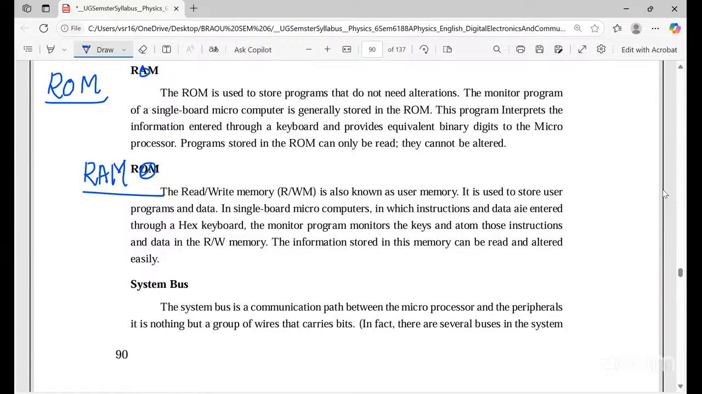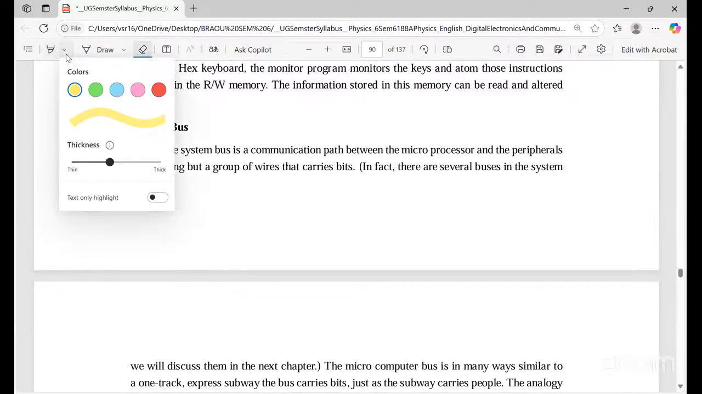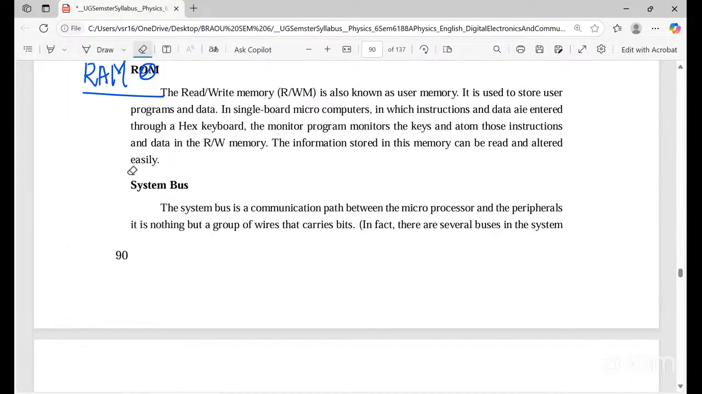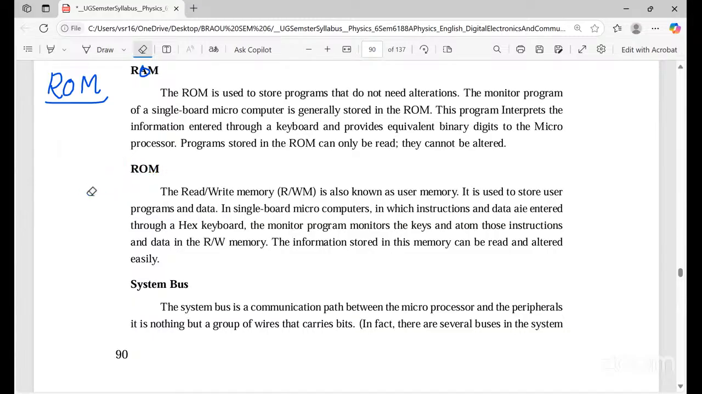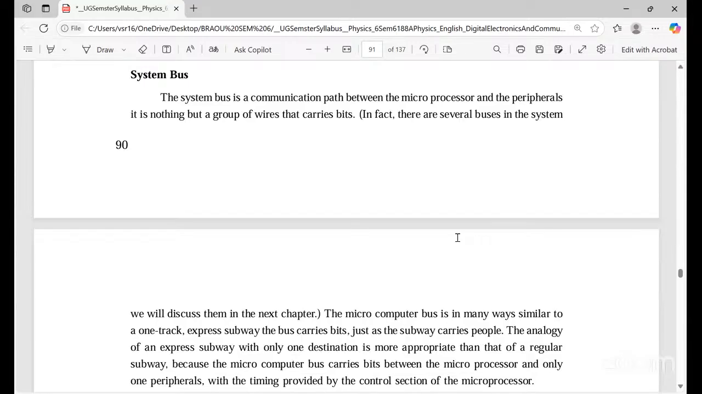Okay, remember it. Next is the system bus. System bus is a communication path between the microprocessor and peripherals. Peripherals are nothing but IO devices, and it is nothing but a group of wires and carriers, carrying the bits here.